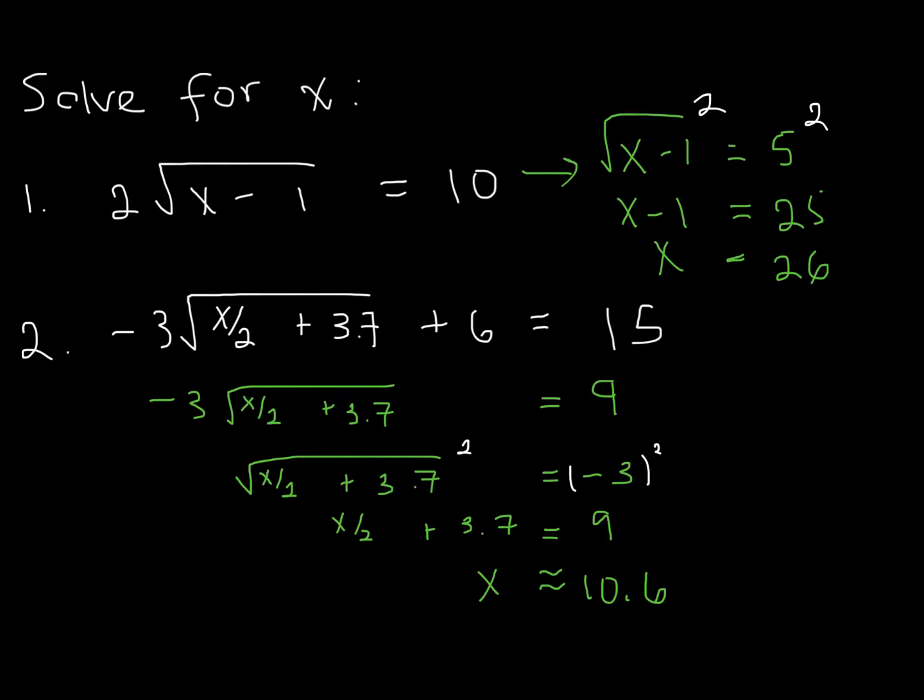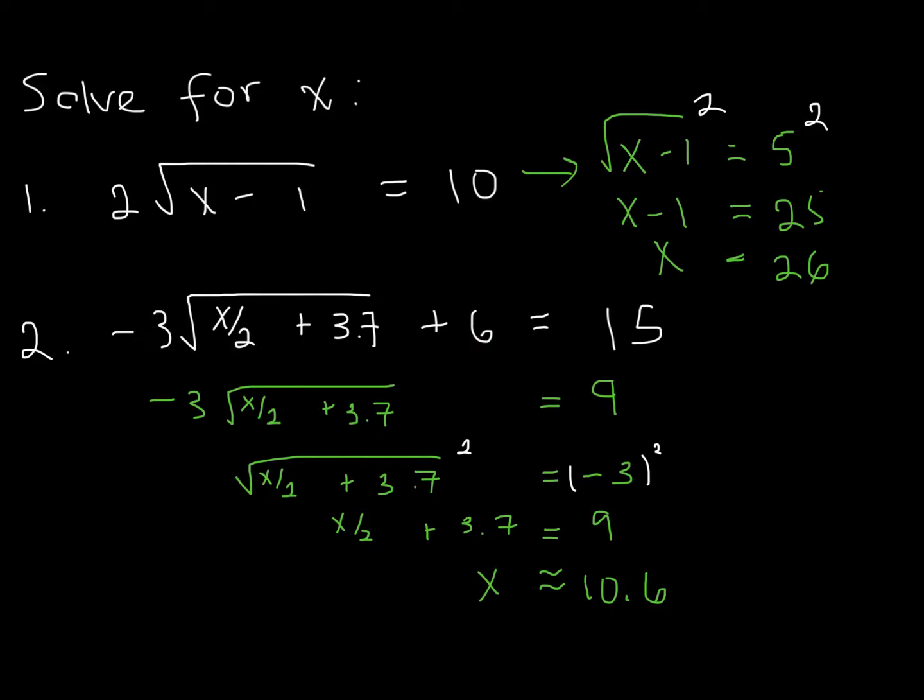But we've got to check to make sure this actually works. So go ahead and plug this back in, and we can kind of estimate this in our heads, see if it'll work. So 10.6, let's just call it 10. And so, 10 divided by 2 is 5, plus 3.7, that's 8.7, call it 9, right? Close to 9. Square root of 9 is 3. 3 times negative 3 is going to be negative 9, and negative 9 plus 6 is not 15, right? It's going to be negative 3.